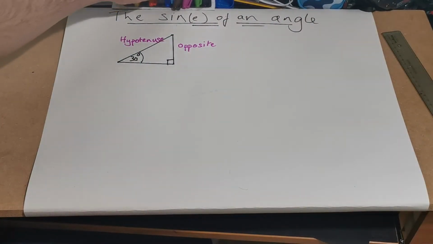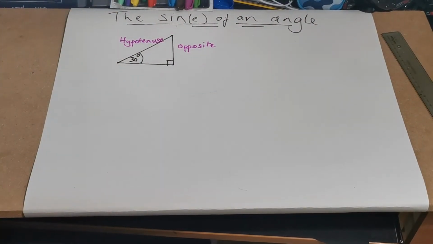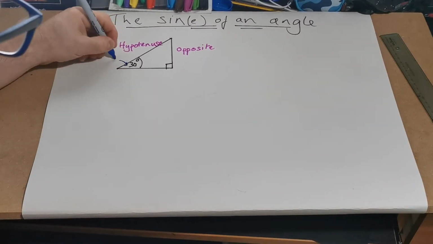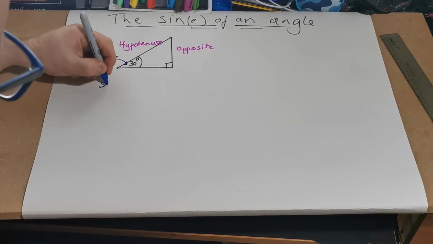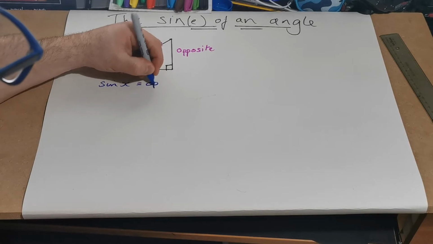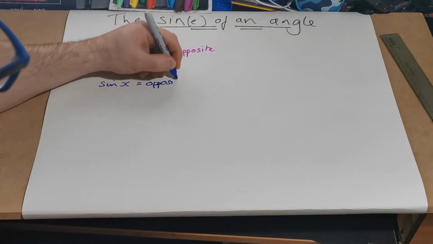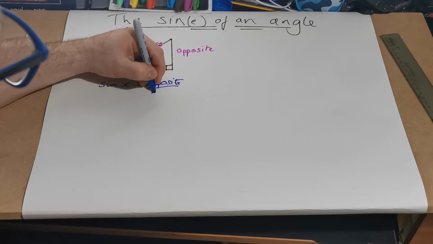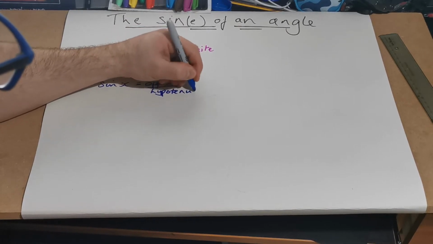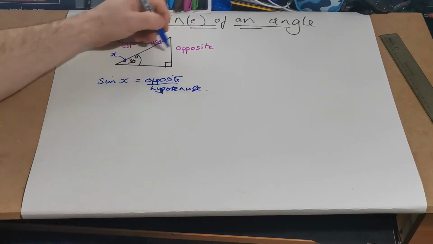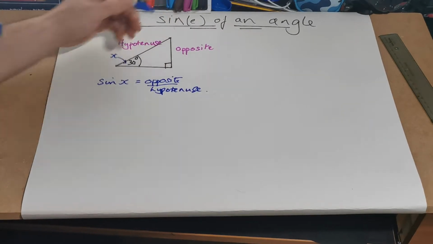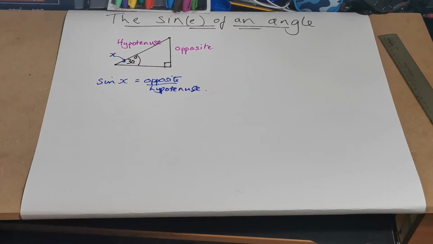Hi guys, I want to talk to you today about the sine of an angle. If I was to call this angle x, then the sine of x is the answer to the opposite divided by the hypotenuse. The opposite being the one that's on the opposite side of the triangle and the hypotenuse being the longest side of the triangle. And again, we're looking at right angle triangles.